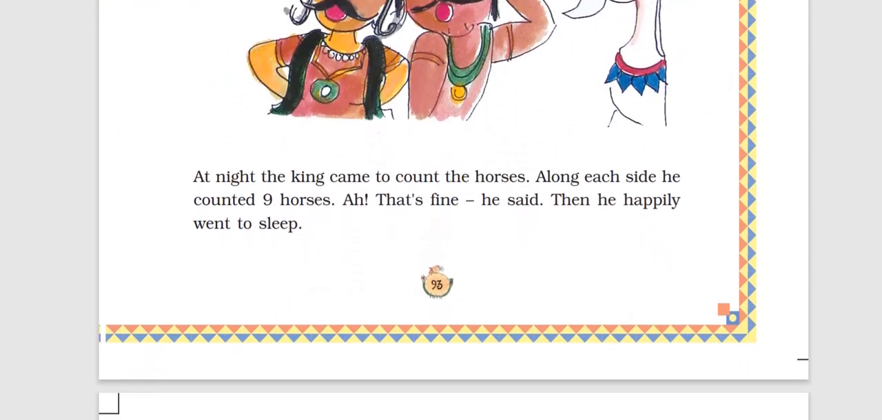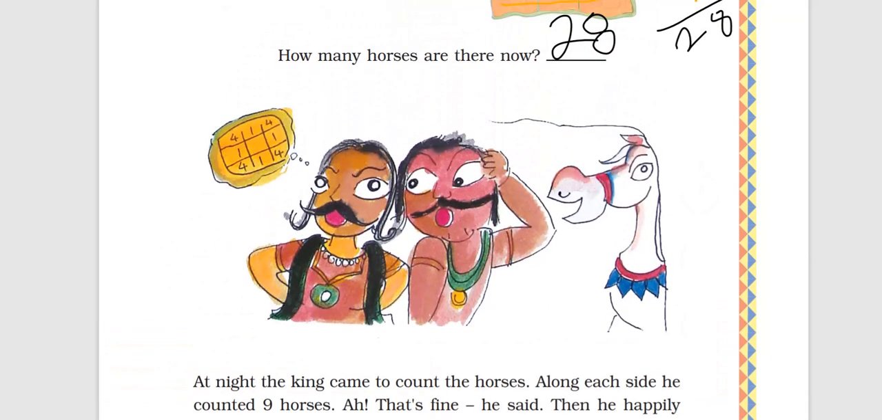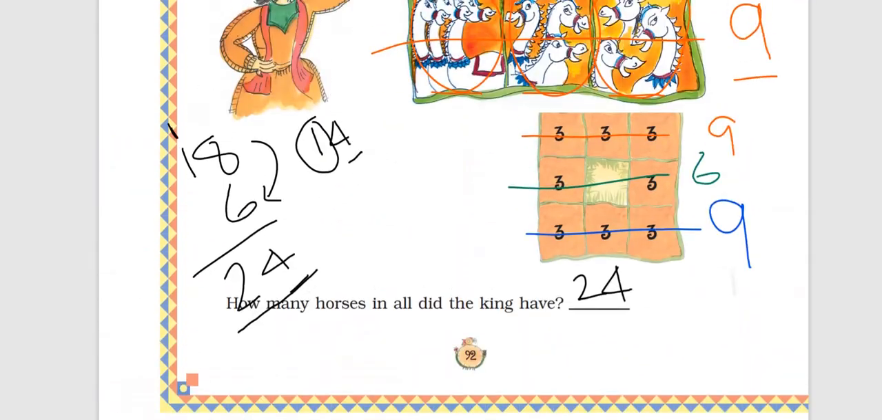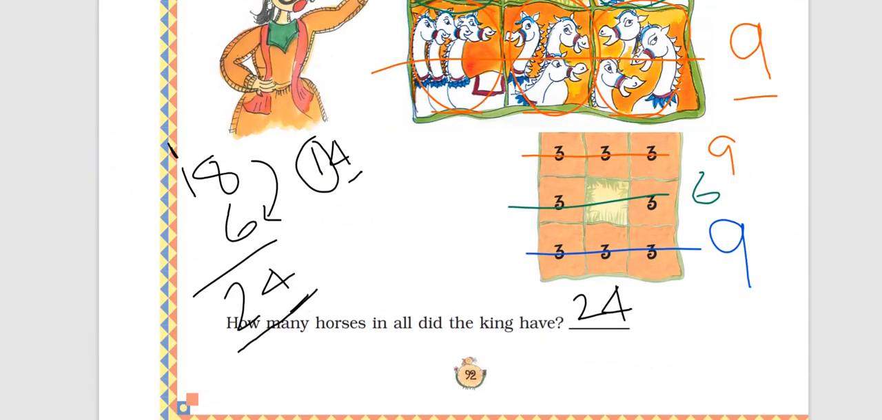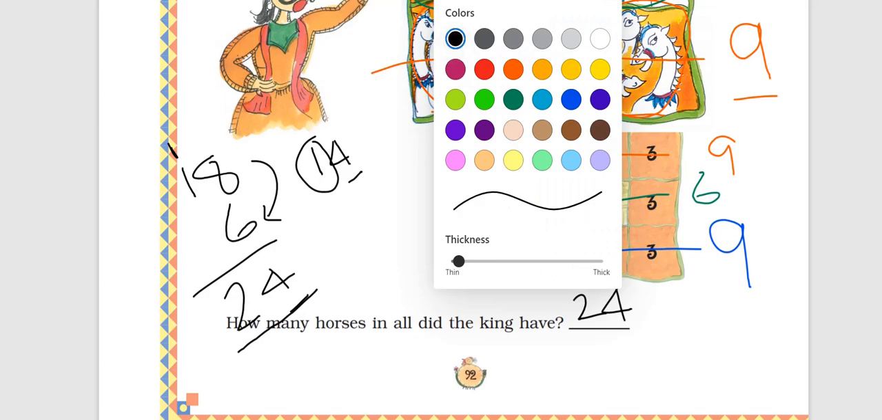So at night, the king came to count the horses. Along each side, he counted 9 horses. Ah, that's fine, he said. Then he happily went to sleep. So what's going on here, right? Let's see. So it looks like the king was really not counting it right.